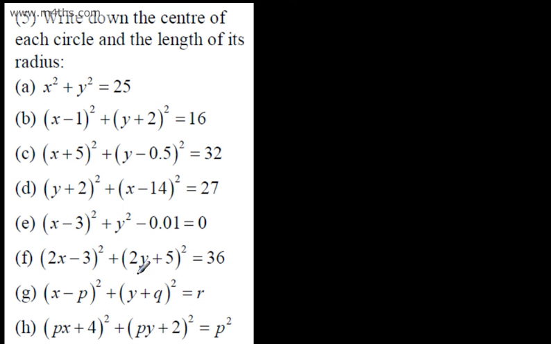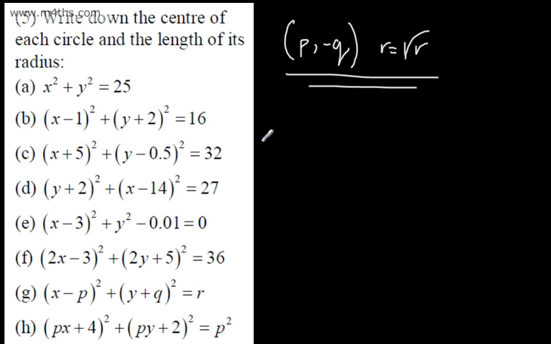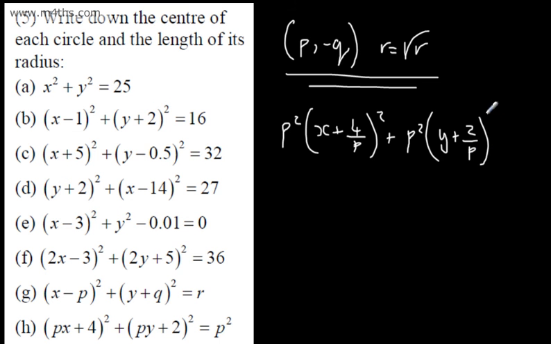X minus p all squared plus y plus q all squared is equal to r. So with this one, it's going to be p, negative q, and the radius is going to be the square root of r. Remember, this is the squared radius, so that one is slightly more challenging. This one just here, I'm going to take out now the p on each one, so it will be p squared, and then we'll have x plus 4 over p all squared. Taking out the p from this one, it will be p squared, y plus 2 over p all squared, and that will be equal to p squared.